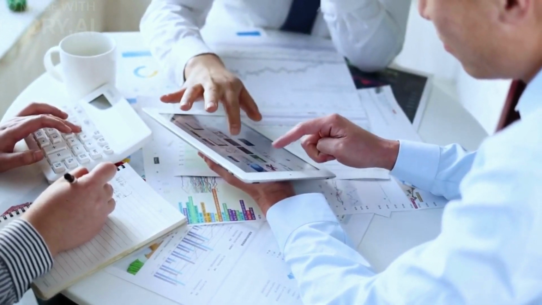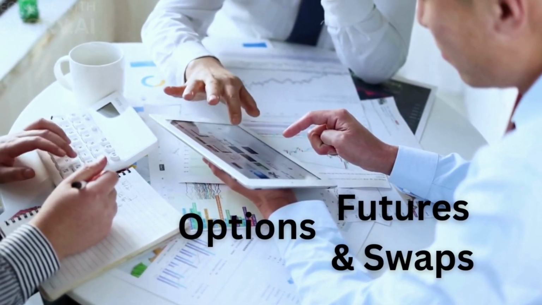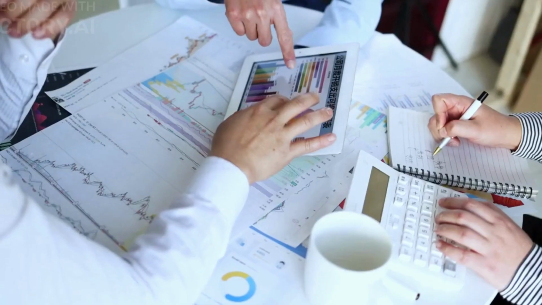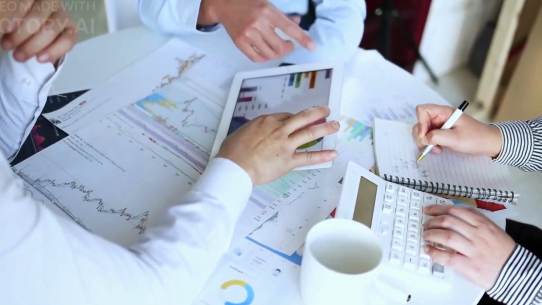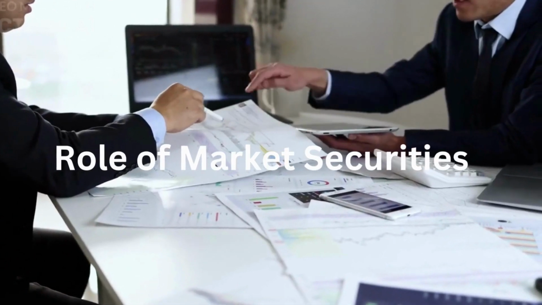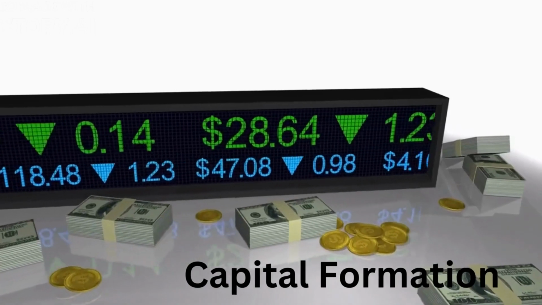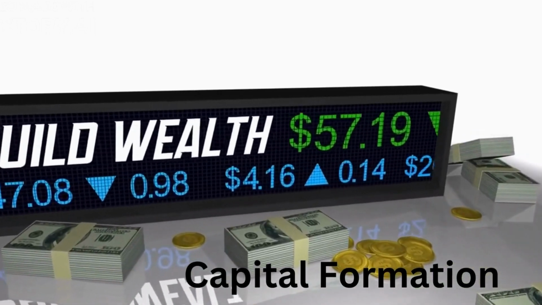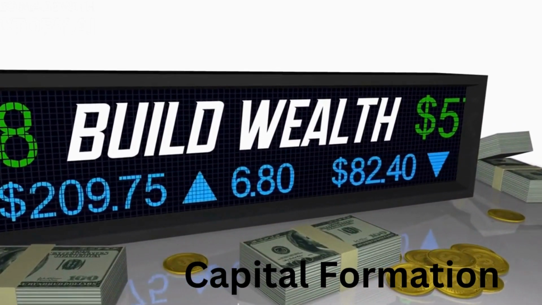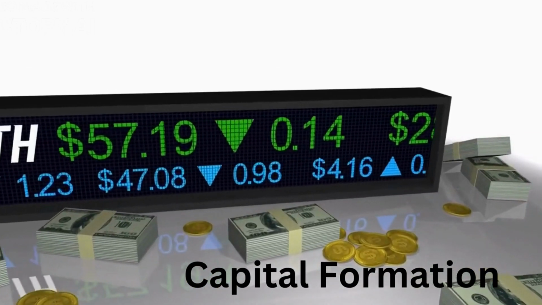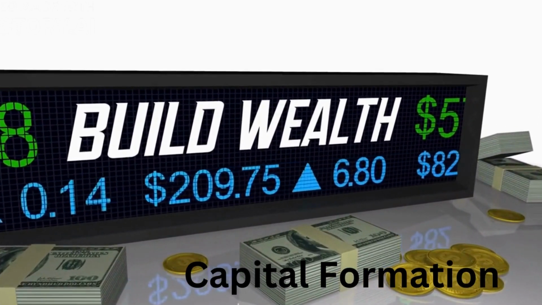Role of market securities. Capital formation. Securities markets provide a means for companies and governments to raise capital. Companies issue stocks and bonds to finance their operations and growth. Governments issue bonds to fund public projects and infrastructure development. Investment opportunities. Market securities offer individuals and institutional investors the opportunity to invest in various assets. Investors can build diversified portfolios to achieve financial goals.